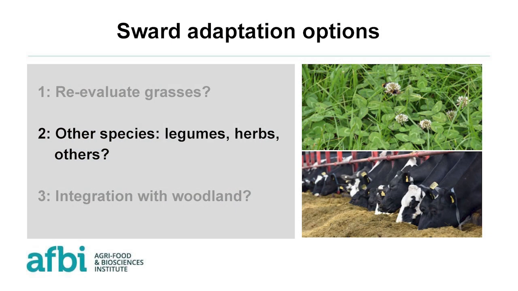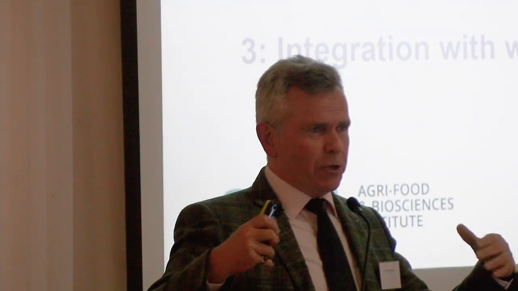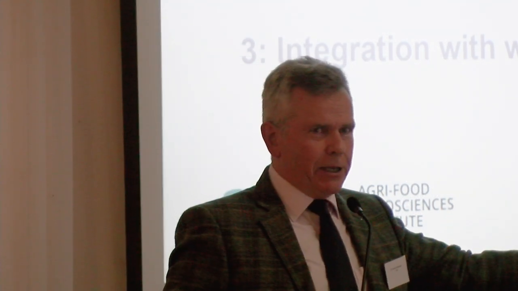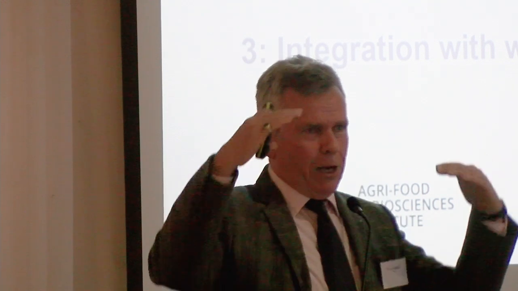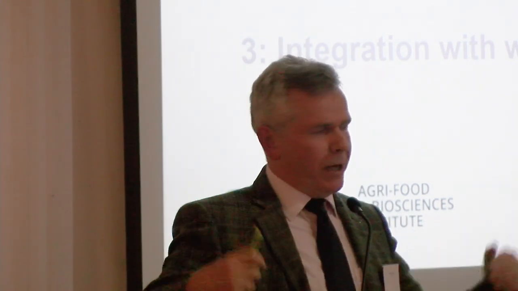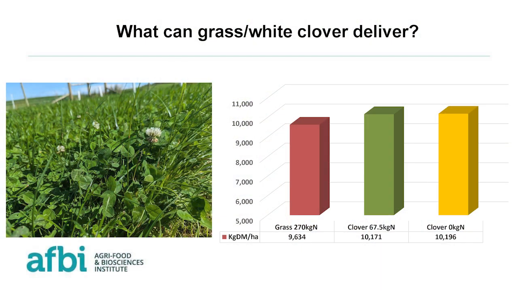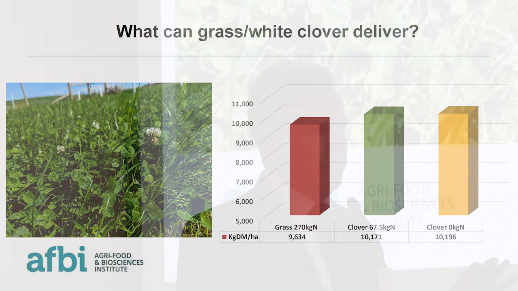Maybe there's other species as well that we can bring into the equation. Again, think back to that very first slide. How can we modify that grass growth curve, or herbage supply curve, maybe we should be calling it. What can grass white clover deliver? You can see that this is just the 2024 production of our grass white clover plots. Sown in 22, they had a part year of measurement in 23, and this is the 2024 year. So you can see at a glance that they're comparing very, very well with grass plus 270.